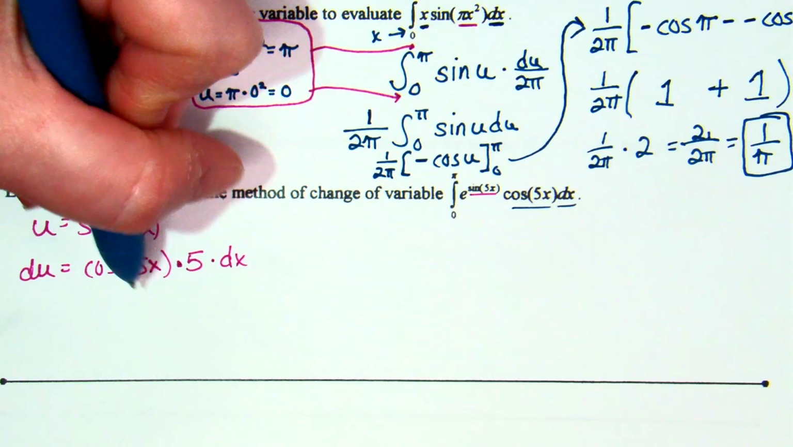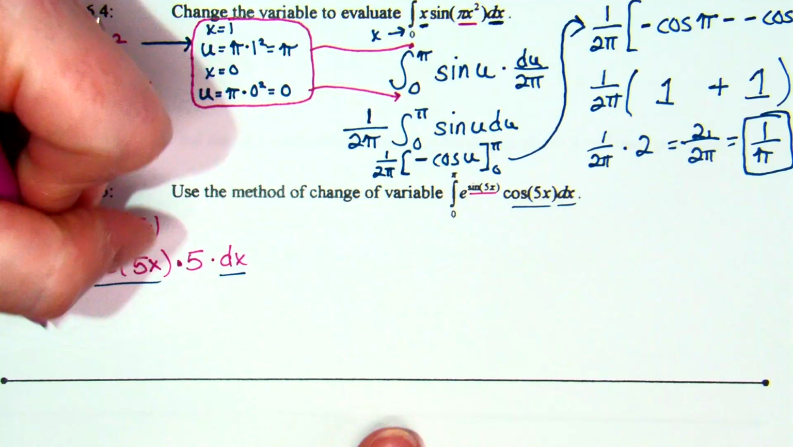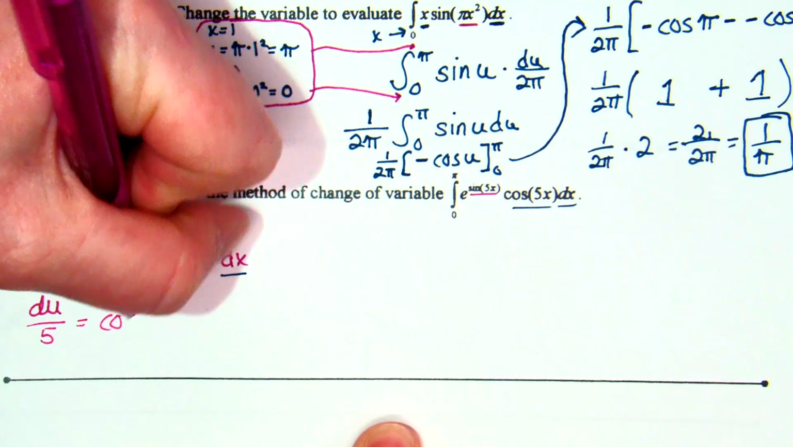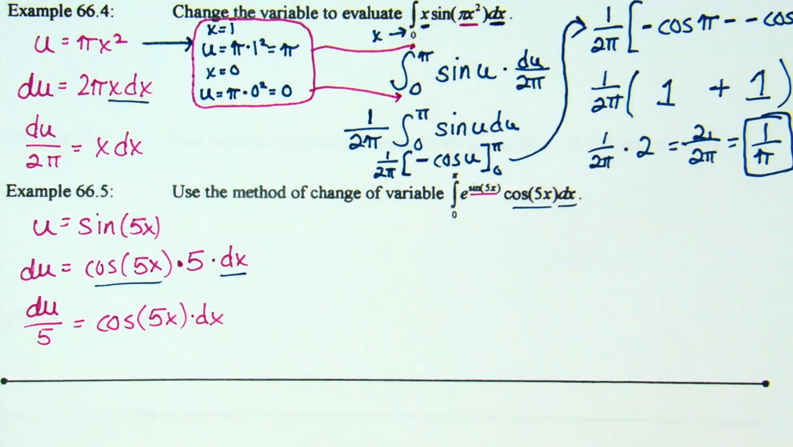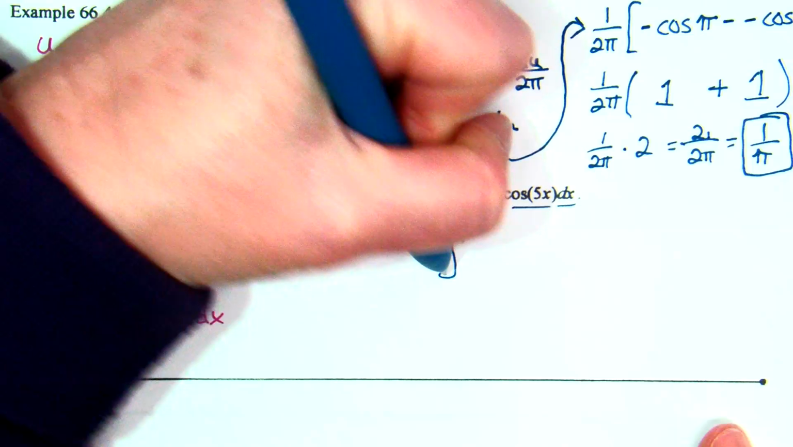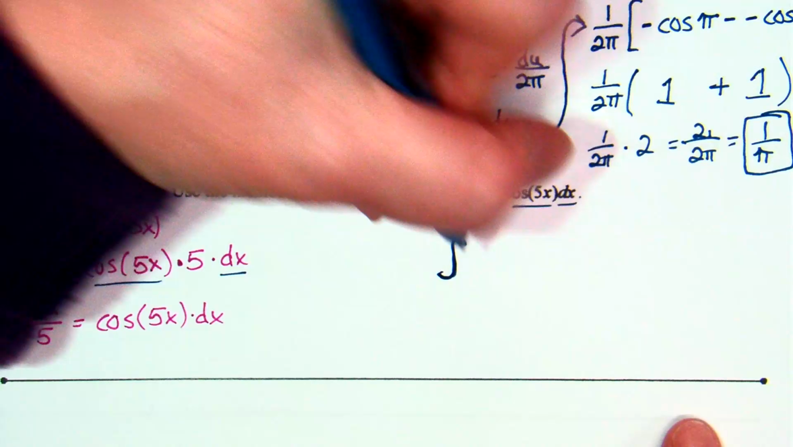So let's rewrite our integral. E to sine 5x is going to be written as e to the u. Cosine 5x dx is going to be replaced with du over 5. What about my boundaries? Do I keep them as 0 and pi? You need to officially change them. Okay. So right now they're x values. We're going to change them to u values.